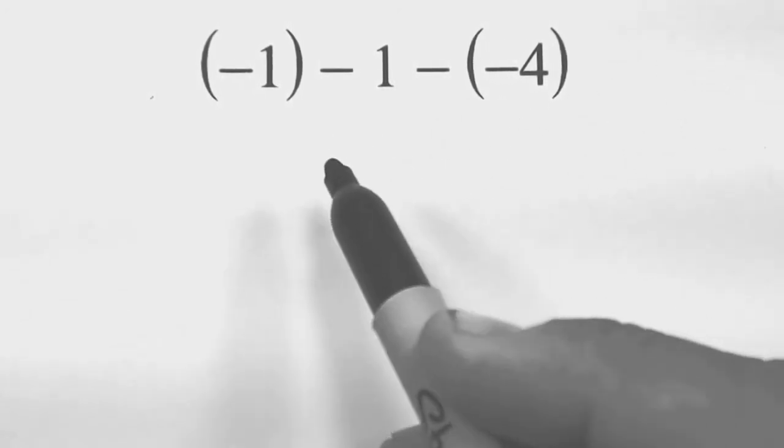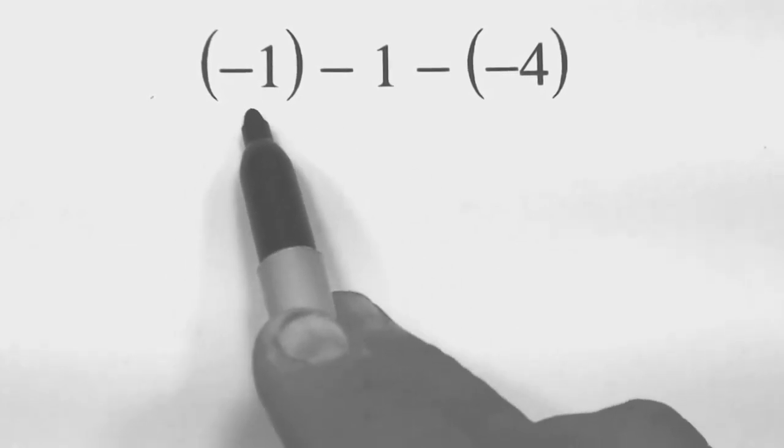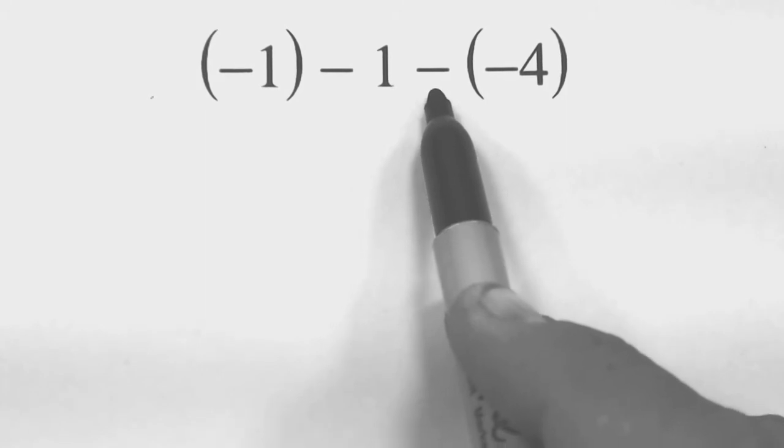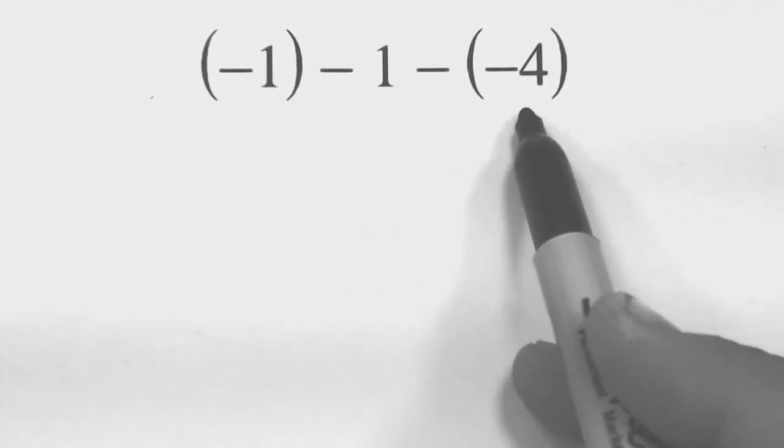So we take a look at what else is going on here. We start out with this -1, then we're subtracting something, then we have another subtraction, and then this value right here.